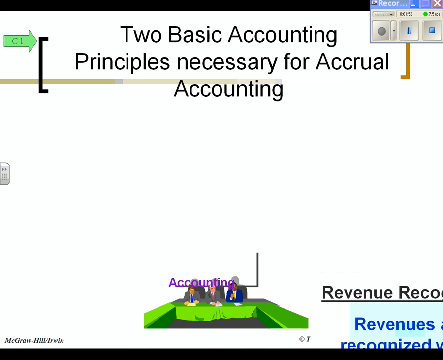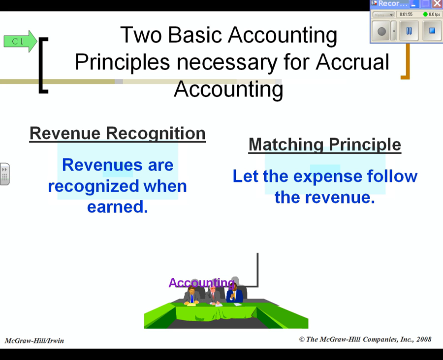So let's continue. All right, so we're focusing on accrual accounting, and there are two principles that are necessary for accrual accounting. We have revenue recognition, and that's when, again, the revenues are recognized when we earn them. So if you earned it, if you did the service, or if you provided a product to a customer, you recognize that revenue regardless of when you receive the cash. The matching principle dictates that the expenses will follow that revenue, or we're going to record the expense in the proper time of when we actually incurred that expense.